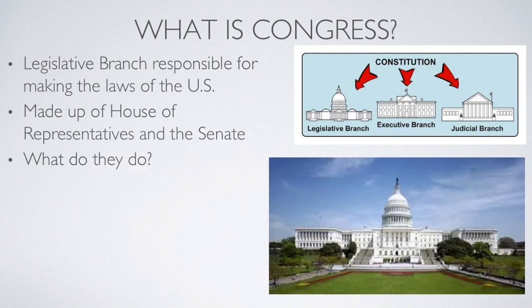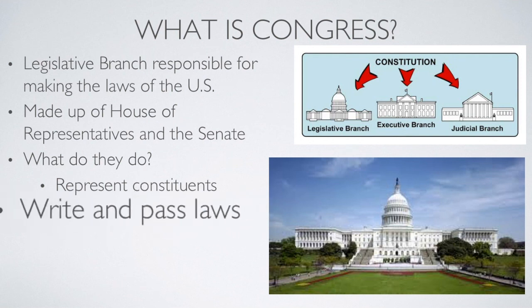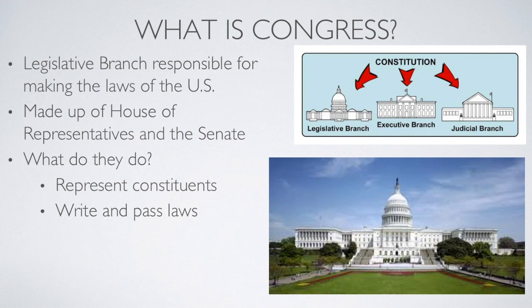What do they do exactly in the Capitol building? They represent constituents, which means that they represent the people that vote for them. They represent their districts. They represent their state. They write and pass laws. That's the biggest thing that they do, is passing laws, writing laws to be passed.